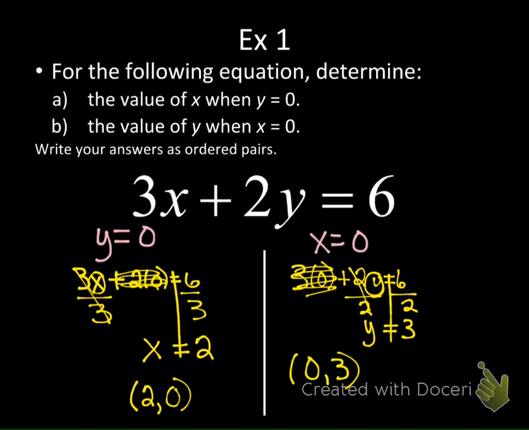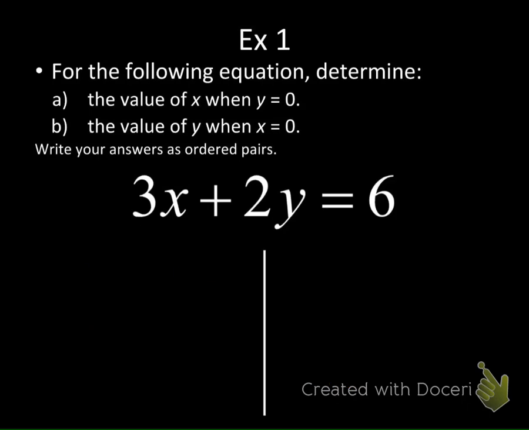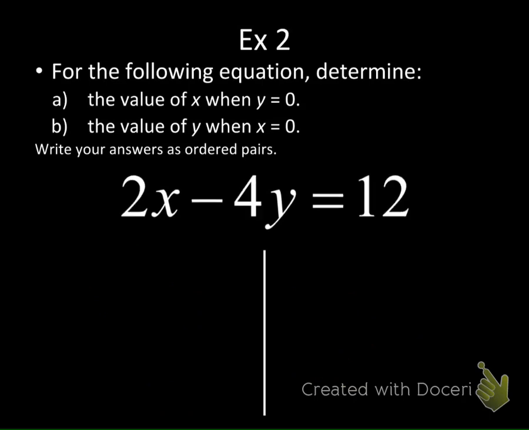Okay, let's take a look at the next part here. Okay, so example number 2. So this goes in the second example box. We have 2x minus 4y equals 12. So again, we always start by my A side or my left side is going to be y equals 0. Then my B side or my right side, I'm going to use x equals 0.